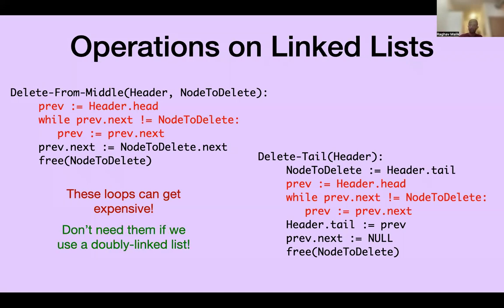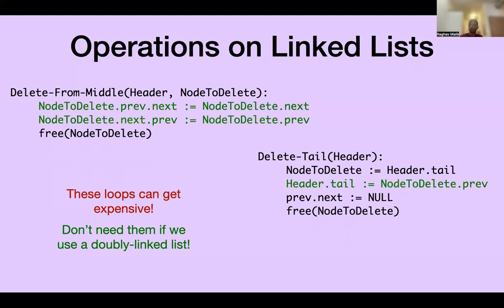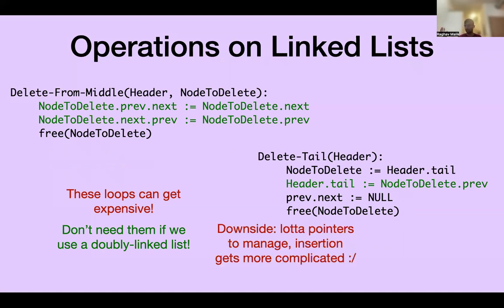Fortunately, if we have a doubly linked list, we don't need these for loops, right? Instead of looping to find the previous, I can just say node to delete dot previous, and I can access it directly. So that's good, right? That's an advantage of doubly linked lists. Like I said, the downside of this is now you've got a lot of pointers to manage. You've got a next and a previous.